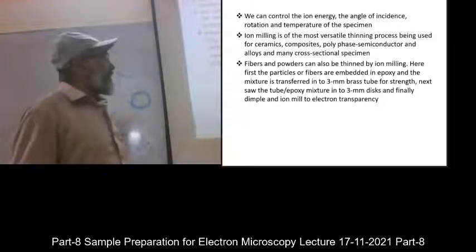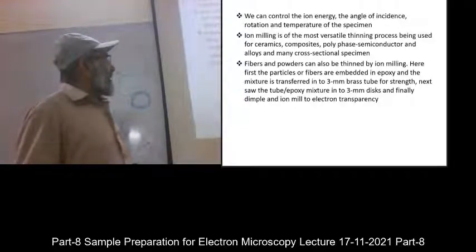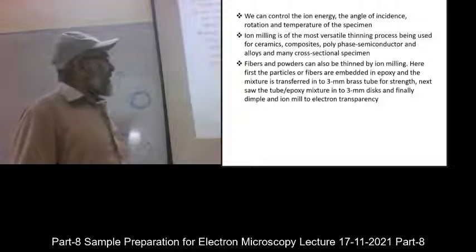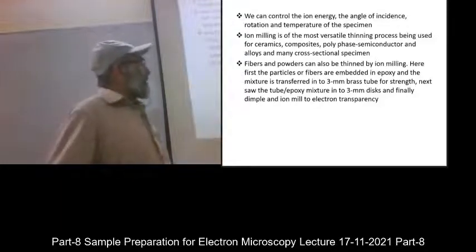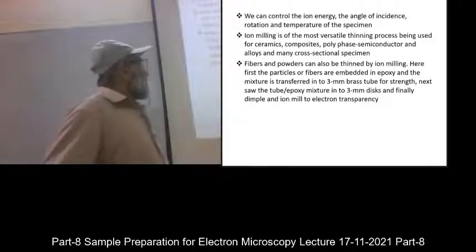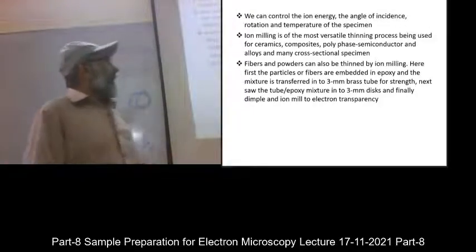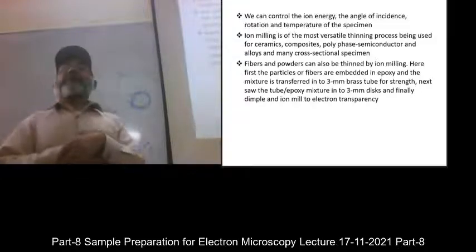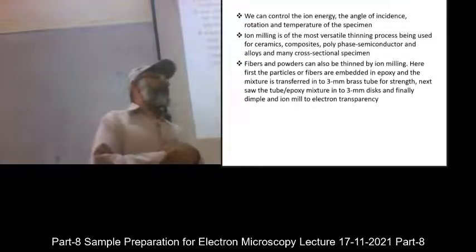I haven't done it. Here, first the particles or fibers are embedded in epoxy, and the mixture is transferred into a 3 millimeter brass tube for strength. Next, slice the tube-epoxy mixture into 3 millimeter discs, and finally dimple and ion mill to electron transparency. Did you understand what this means?